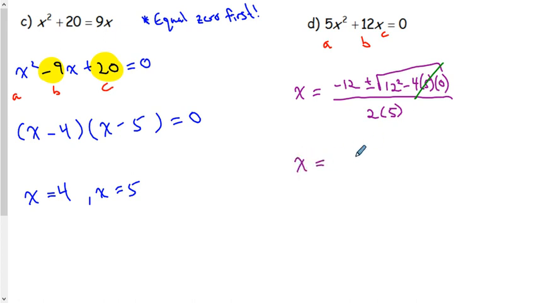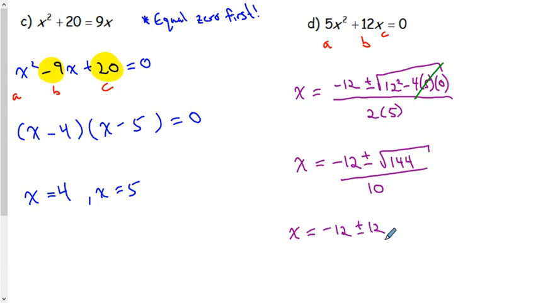We're going to say x is negative 12 plus or minus the square root of, what's 12 squared? It's 144, over 2 times 5, which is 10. Now the square root of 144, that's just 12, right? So we said the square root of 12 squared, those just cancel out. Square root and squared cancel out. So what do we end up with? x equals negative 12 plus or minus 12 over 10.